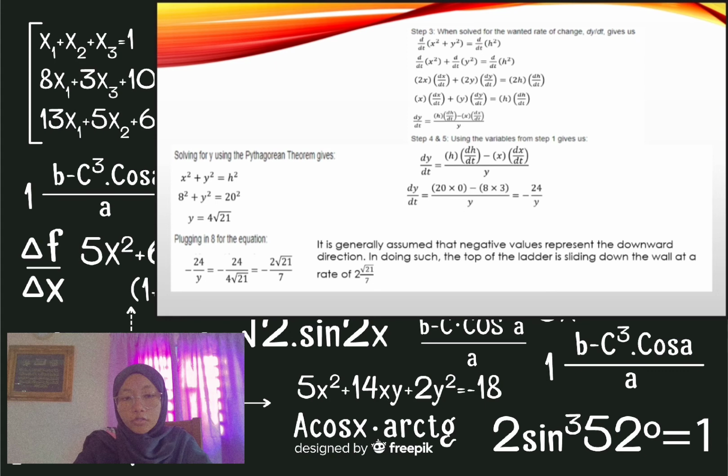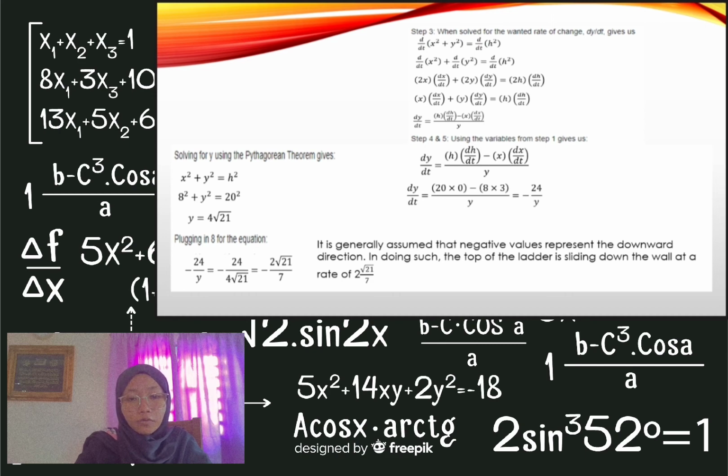Solving for y using the Pythagorean theorem gives us x squared plus y squared equals h squared. 8 squared plus y squared equals 20 squared because x is equal to 8 and h equals 20. So we just plug in the numbers. y equals 4 square root 21. So we plug in 4 square root 21 into the equation.